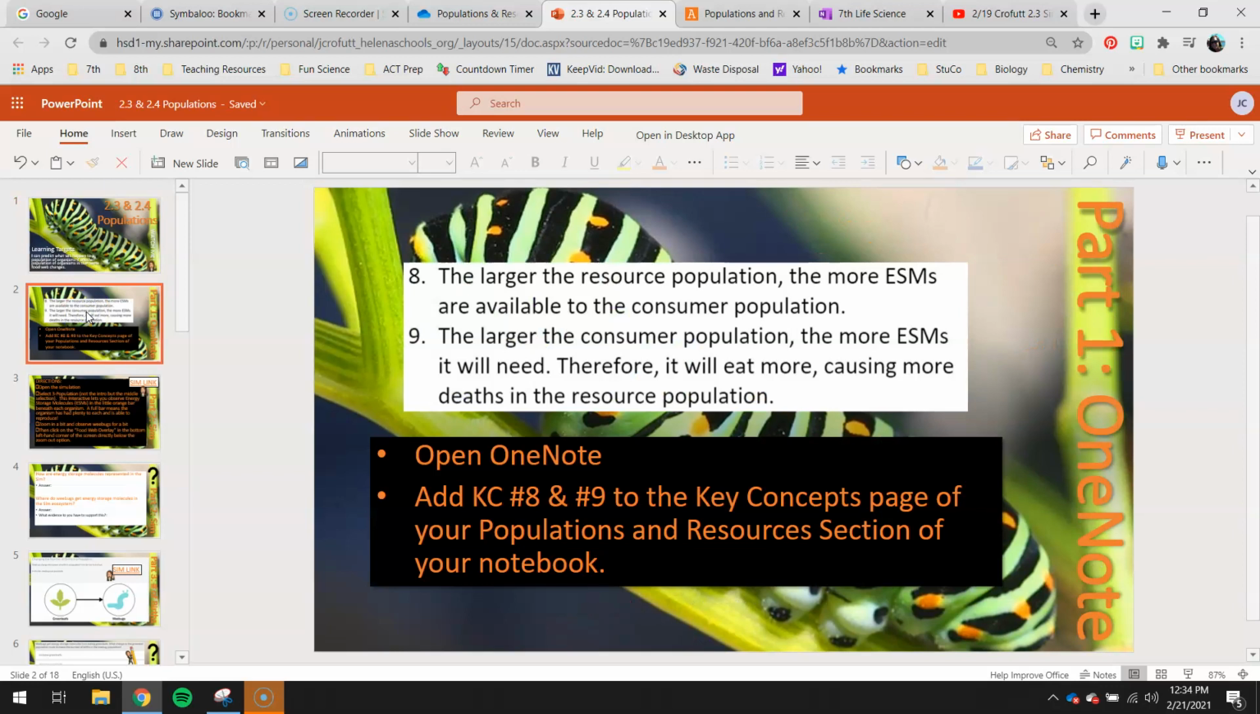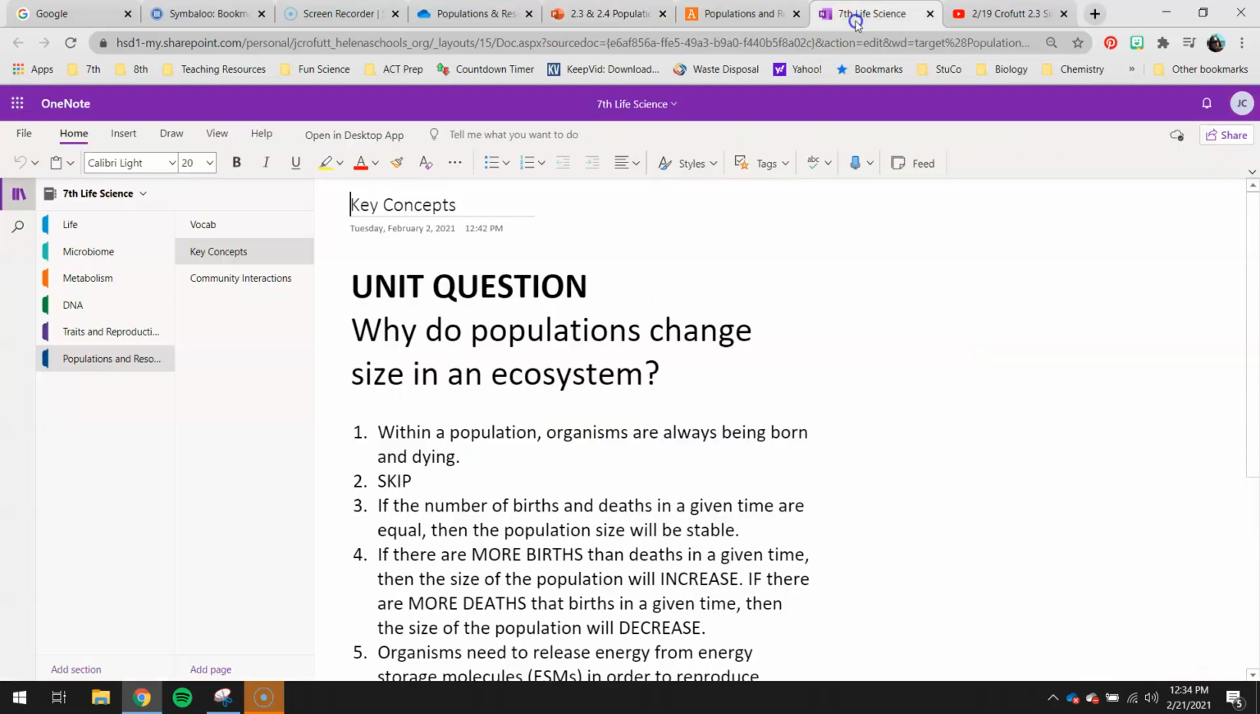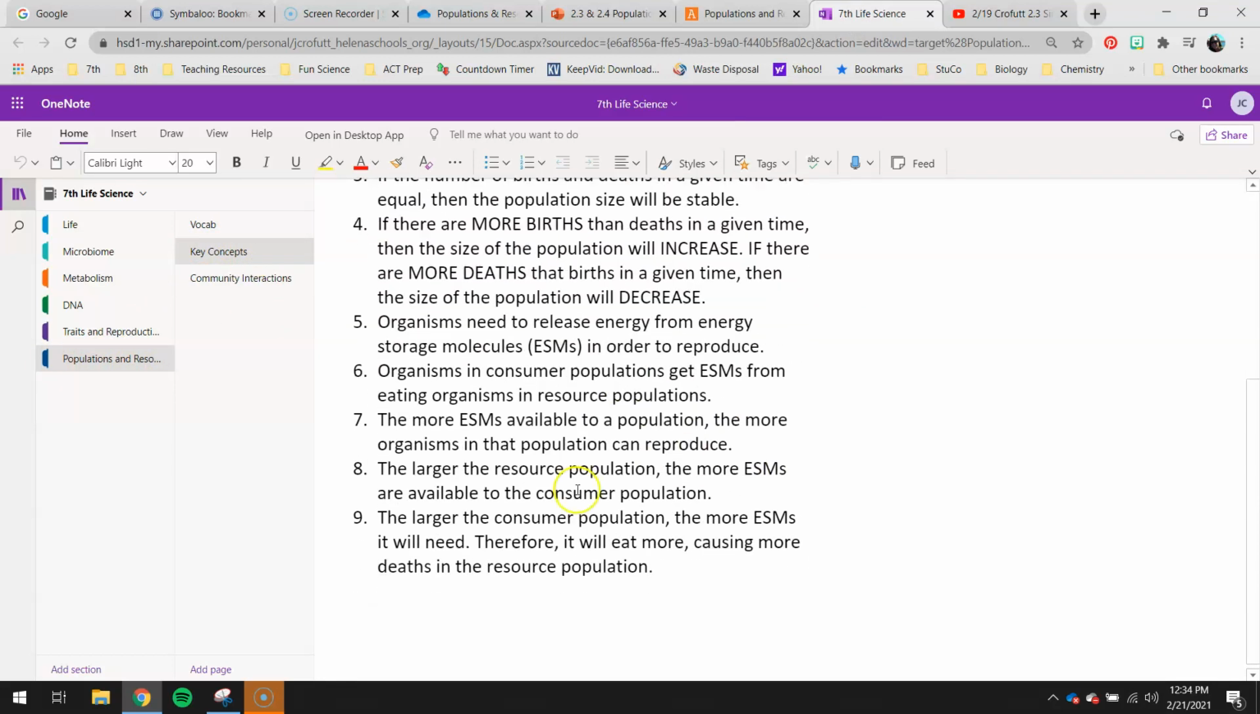First and foremost, you guys need to open your OneNote up and add these 2 key concepts to your notebook. This should go in the key concepts page under the populations and resources section. So it should look something like this. Here's your populations and resources section. Here's your key concept page. And here are key concepts 8 and 9.